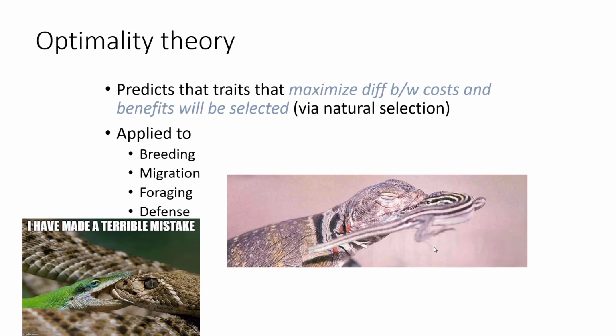So, this leads to optimality theory, which predicts that traits that maximize the difference between the costs and the benefits will be selected via natural selection. And this can be applied to breeding, migration, foraging, and defense. We are here going to apply it to mating systems. Mating systems are optimal. What an organism can mate with, how many mates they can have, is something optimal. Not all organisms can just mate with every other organism of their species and hope for a maximum level of reproduction. It doesn't work that way.